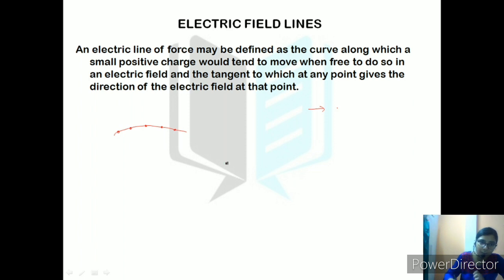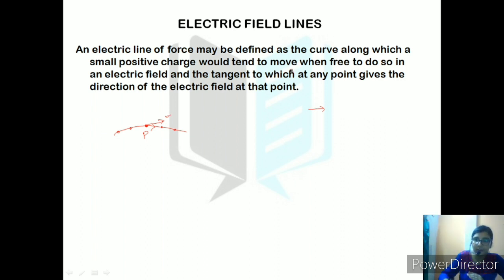Now we want to find out, if this is given as the electric line of force, what is the direction of the electric field intensity at that point. So here suppose we are at this point P and we want to find out the direction of the electric field intensity at this point. For that we will draw a tangent at this point. The tangent at this point will give the direction of the electric field intensity at that point. This completes the definition of electric lines of force.